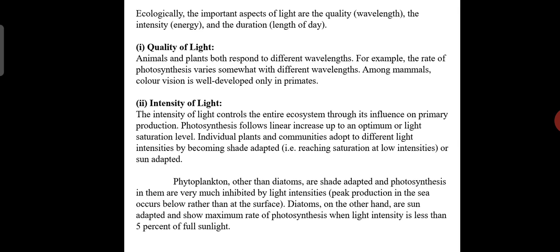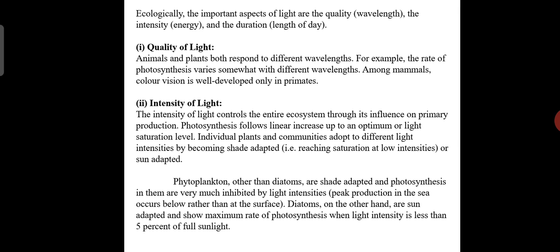Ecologically, the important aspects of light are the quality, the intensity, and the duration. So, the first one is quality, that is the quality of light. Animals and plants both respond to different wavelengths. For example, the rate of photosynthesis varies somewhat with the different wavelengths. Among mammals, color vision is well developed only in primates.